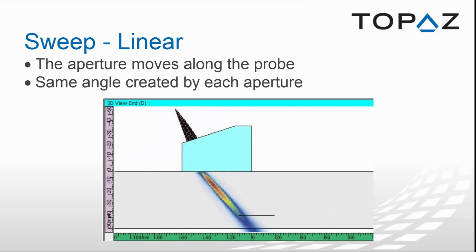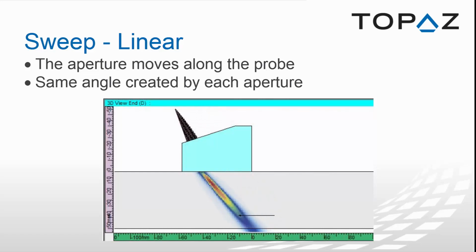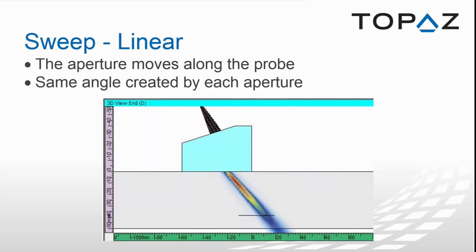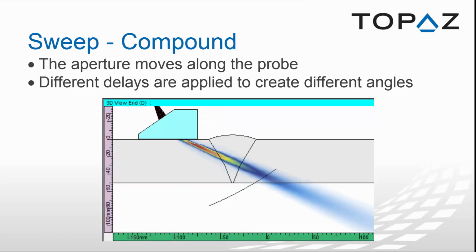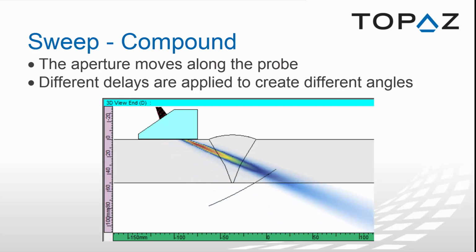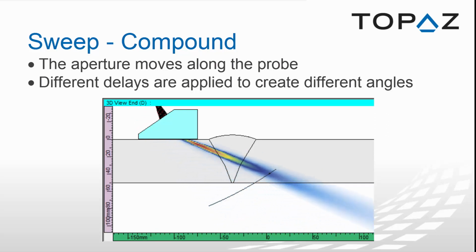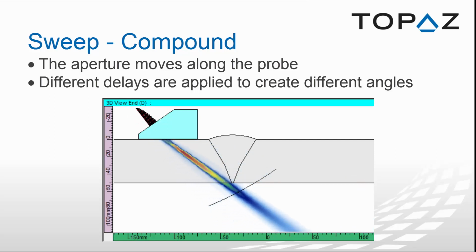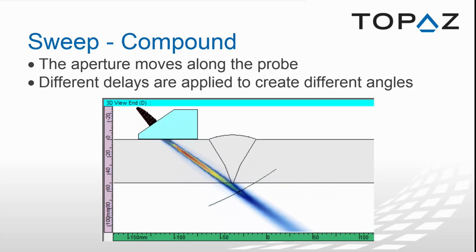A linear sweep uses an aperture that moves along the probe to create each beam. As seen in the animation, each set of elements creates one focal law and then moves by the selected resolution and creates another one, and so on, always applying the same delays. A compound sweep uses an aperture that moves along the probe to create each beam. As seen in the animation, each set of elements creates one focal law, then moves by the selected resolution to create another one, and so on, applying different delays to create each angle.